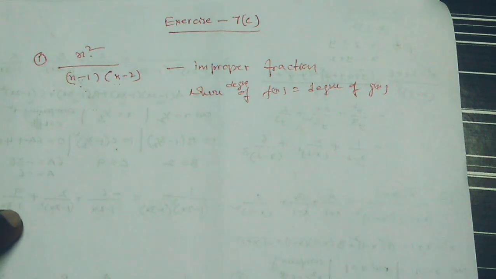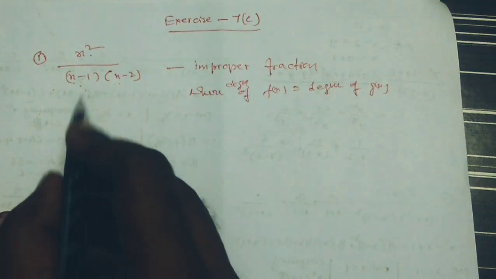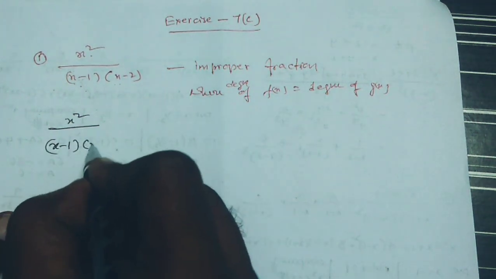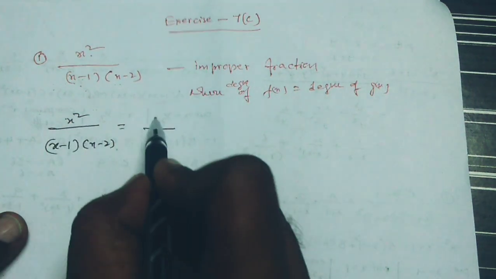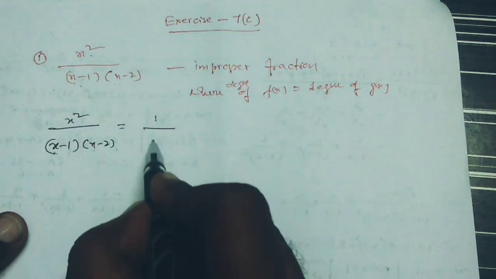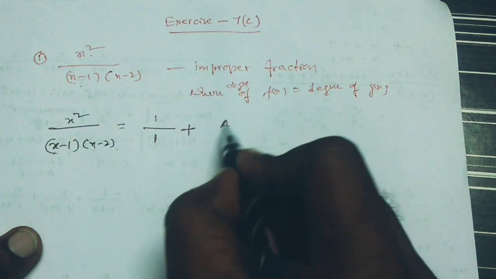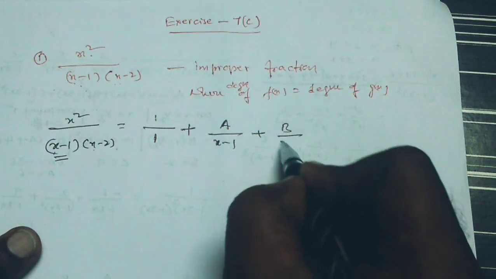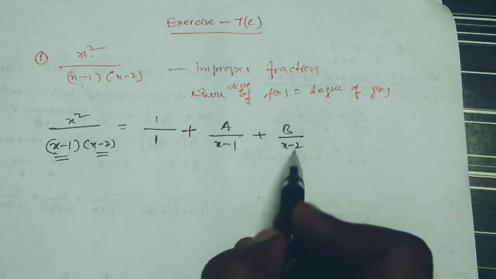How to solve this? This type comes under type 5. How do we solve this? x square by x minus 1 into x minus 2 can be written as coefficient of highest degree term by coefficient of highest degree term in the denominator, plus a by x minus 1, since it's a linear factor type 1, and b by x minus 2, another linear factor type 1. In type 1 we'll write it as a by, b by.